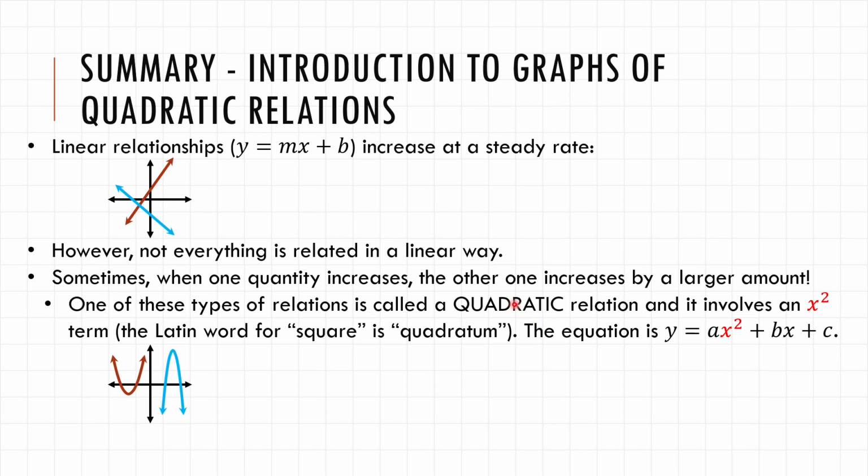And the equation of a quadratic does not look like y equals mx plus b. The equation is actually y equals ax squared plus bx plus c. And there are a few different equations that are quadratic, but all of them have one thing in common: they have an x squared term. And the reason we call these relations quadratic is because the Latin word for square is quadratum. And they're the folks who came up with the name for this sort of relationship.